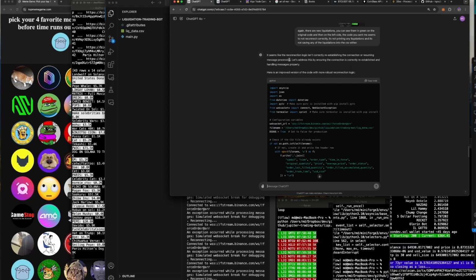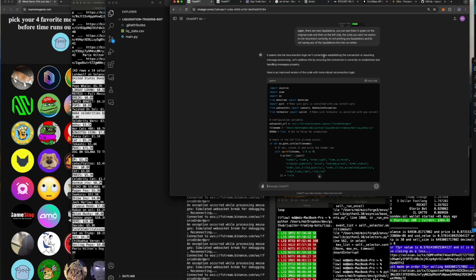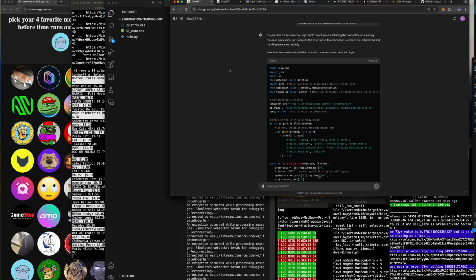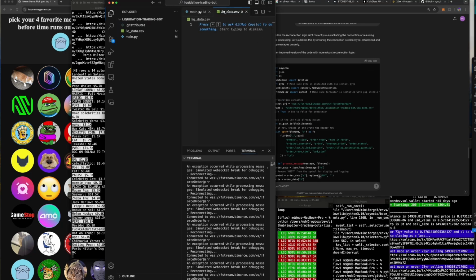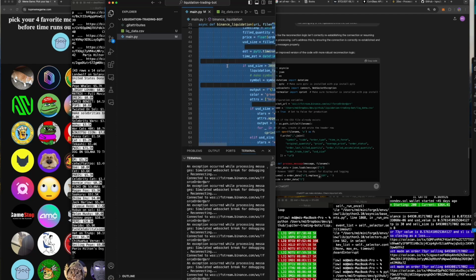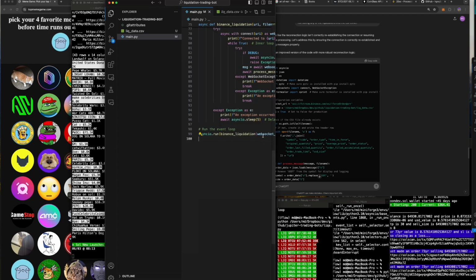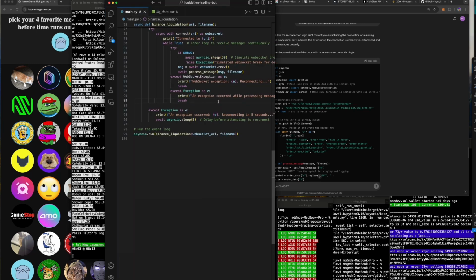So it seems that the reconnection logic isn't correctly reestablishing the connection or resuming the message processing. Let's try to address this by ensuring the connection is correctly reestablished, handling messages properly. Okay, let's go here and paste it in. I'm just going to let Gigi run the show over here today because I got things to study.